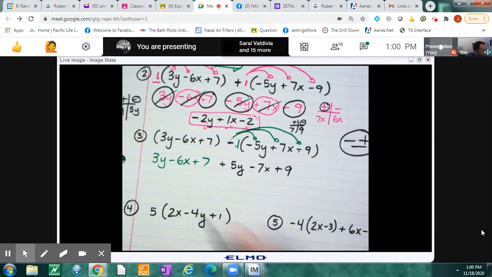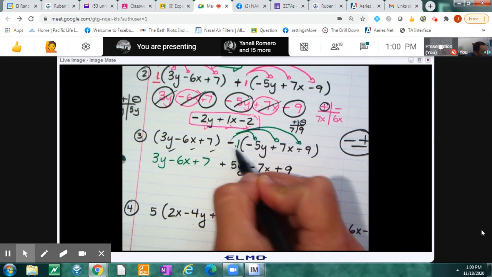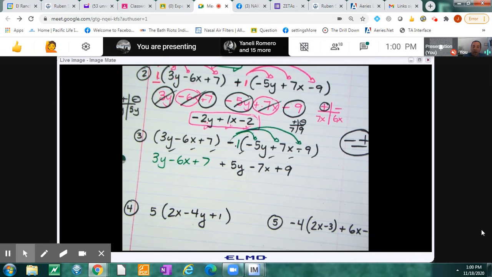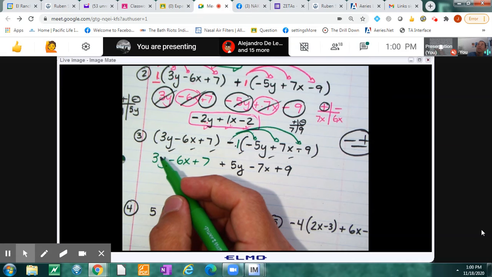All right, so if you got all these right, put check. I got them all right. Very good. So now we're combining like terms. All right, so this is when we start using the T-chart. So here we go. Let's see.